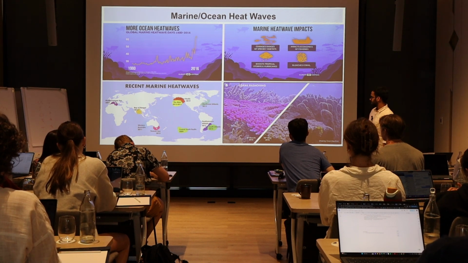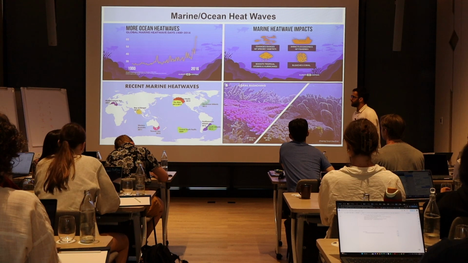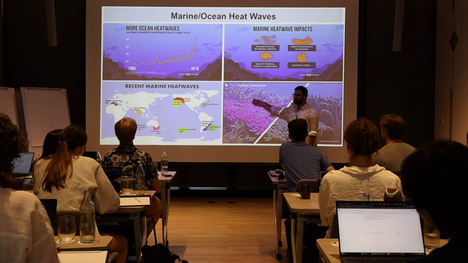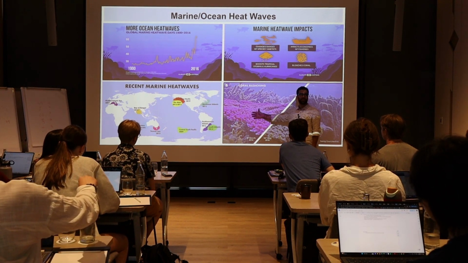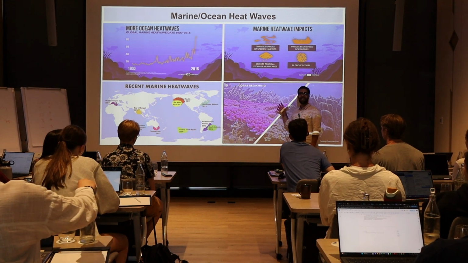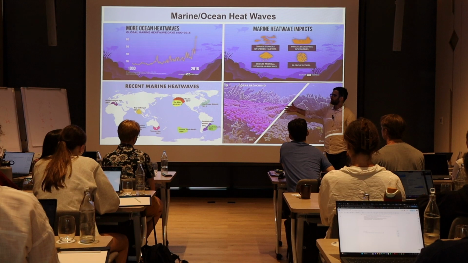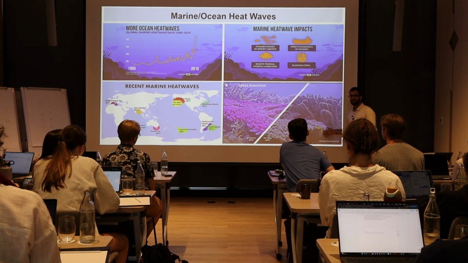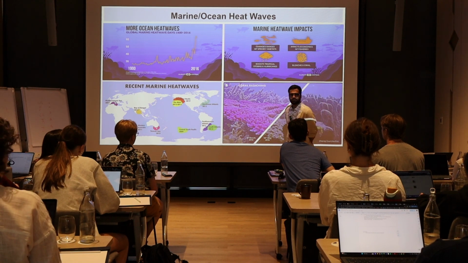So this is a 2016 heat wave event. This is called coral bleaching. See the colorful side? When the heat wave was striking the coral reefs, this is what happened: coral bleaching. How many of you know what coral bleaching is?